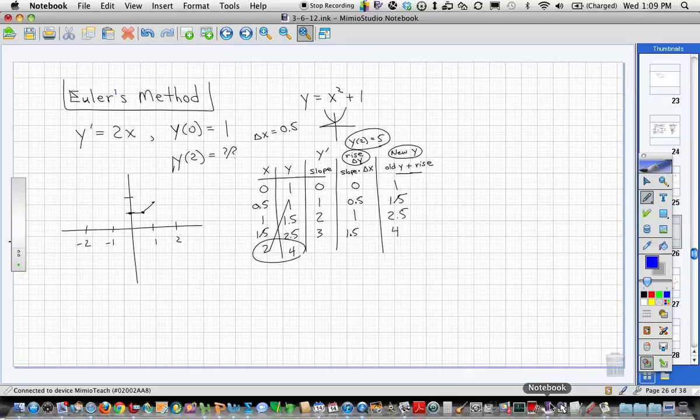All right, so the bottom line, there's some problems in there where you have to write out the table if it's less than 10 steps. If it's more than 10 steps, graph it on your calculator. Some questions ask you about the overall process.